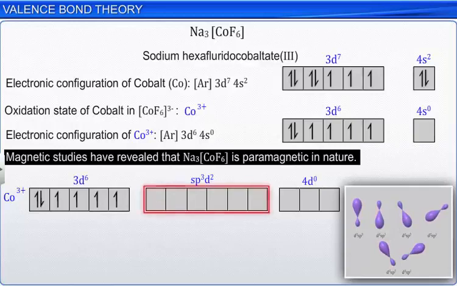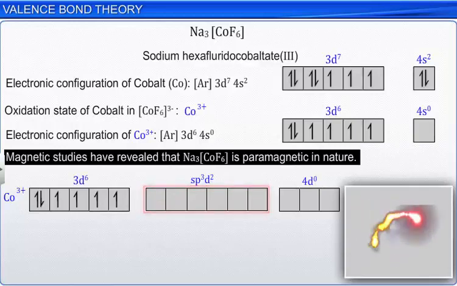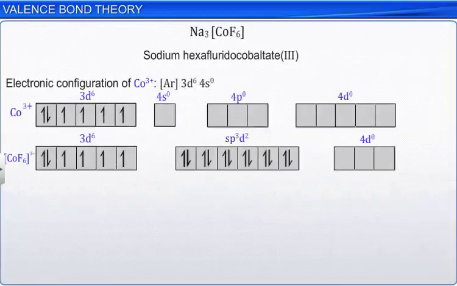As the outer d orbitals are utilized for hybridization, the complex is also called an outer orbital complex, or high spin, or spin-free complex.